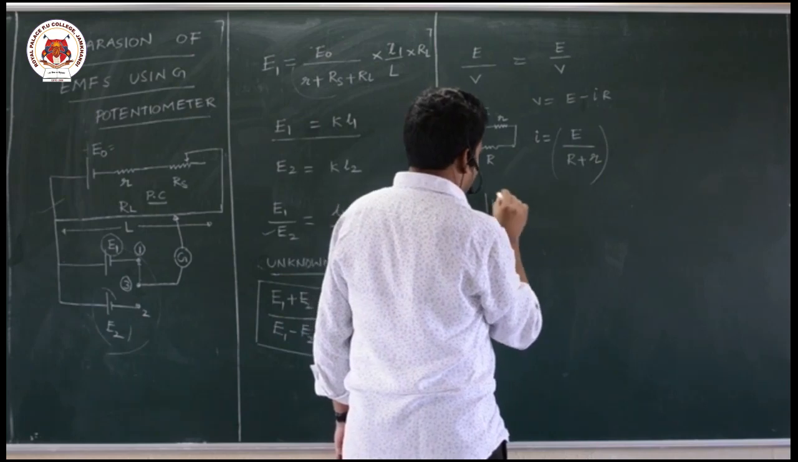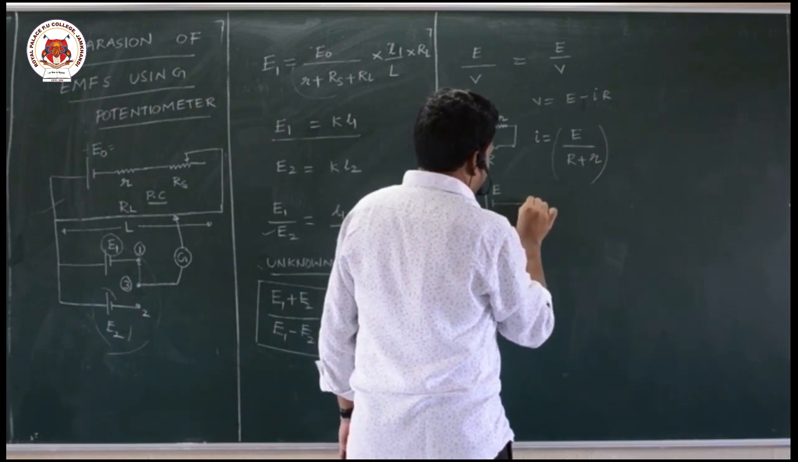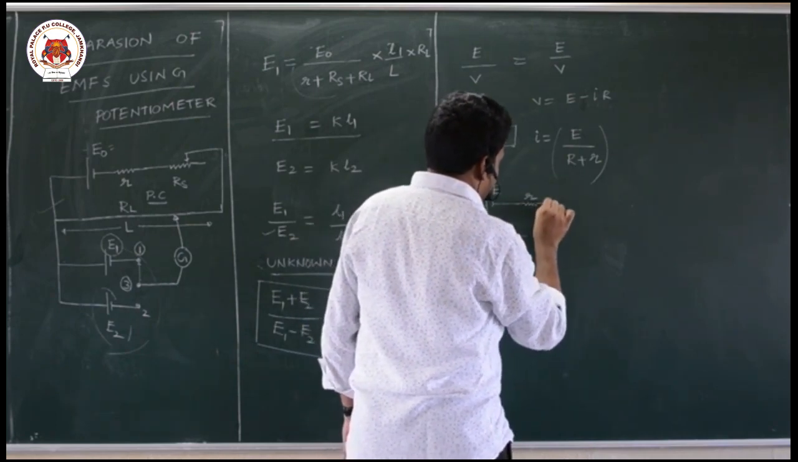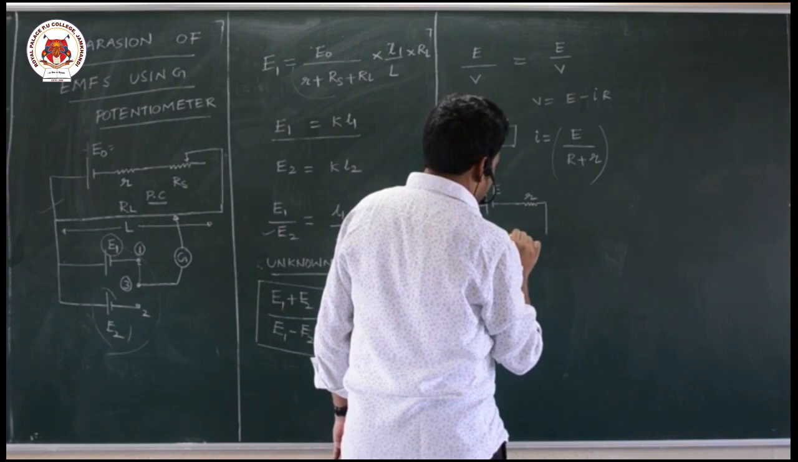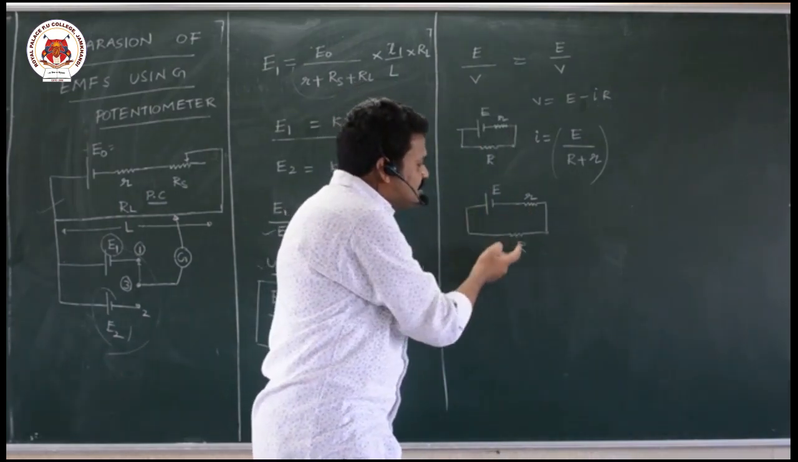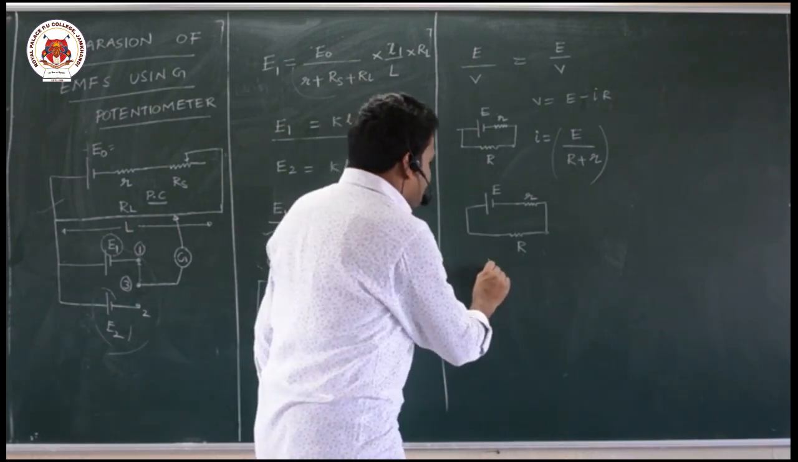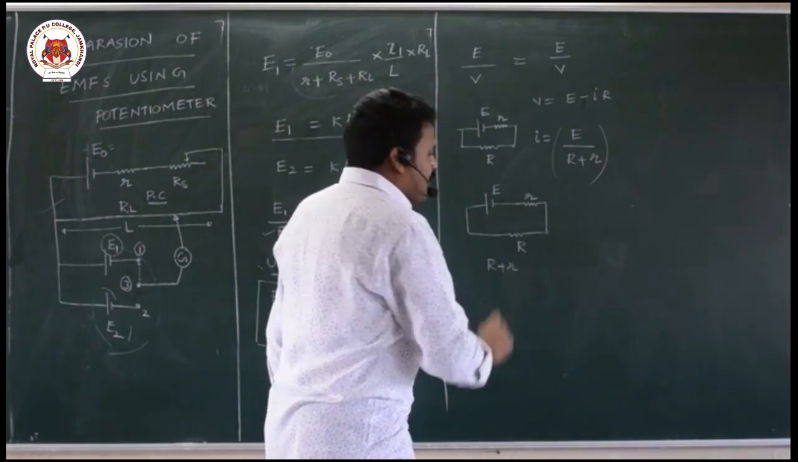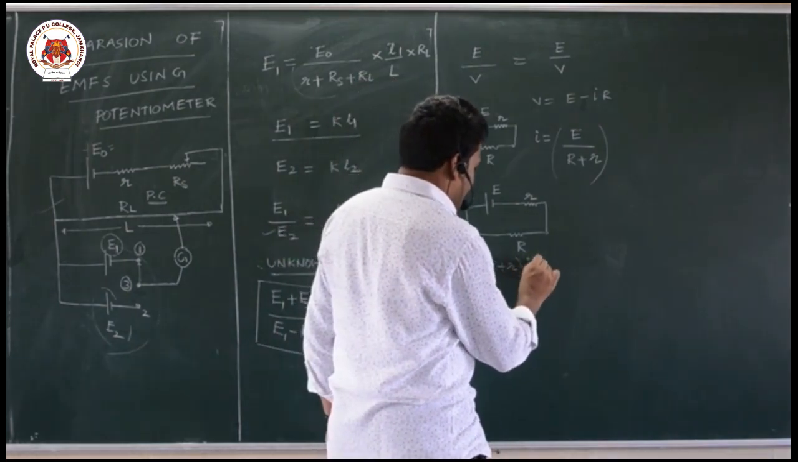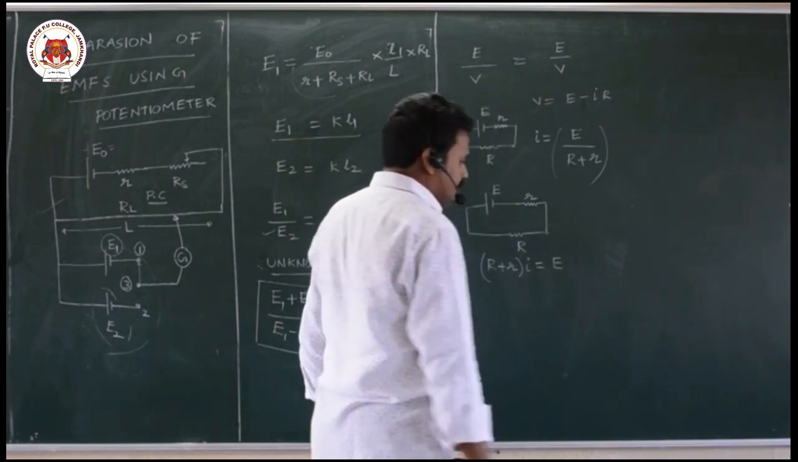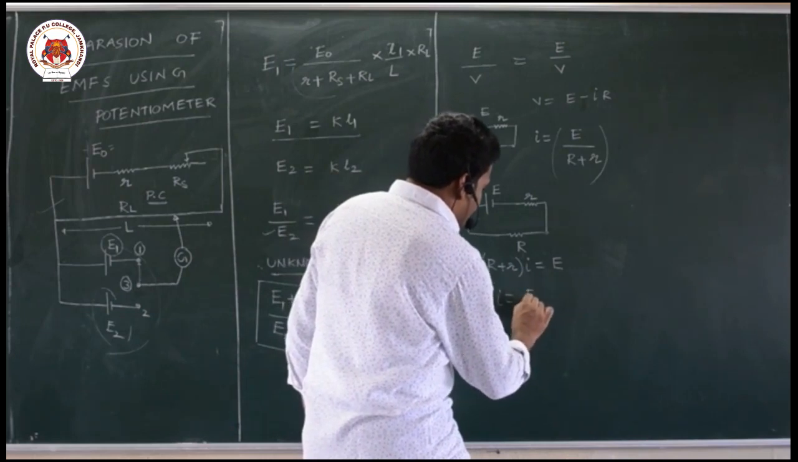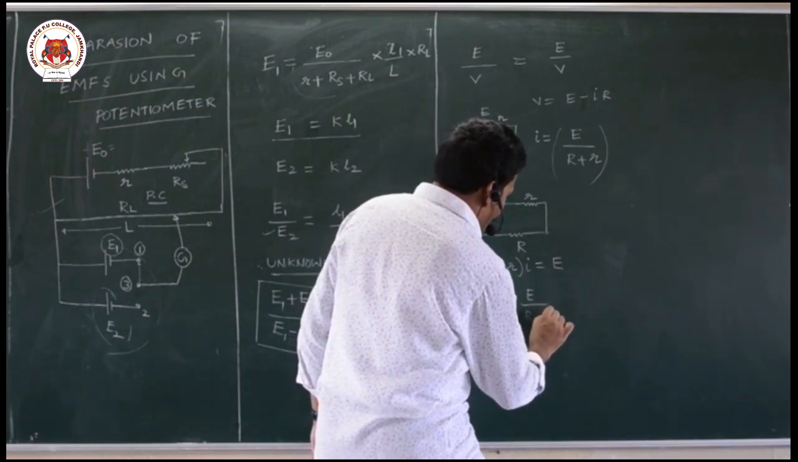See what I am doing here: I am connecting a cell, but it has some internal resistance small r, and a resistor is connected in series to this cell. So if you connect like this, what is the effective resistance? The effective resistance is capital R plus small r. According to Ohm's law, I into capital R plus small r is equal to E. Now I is equal to E by capital R plus small r.